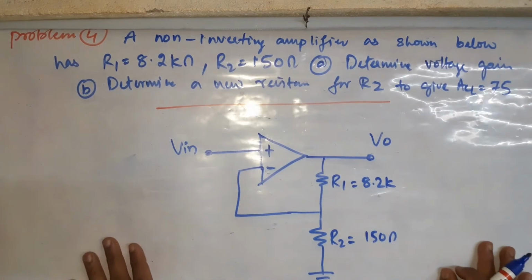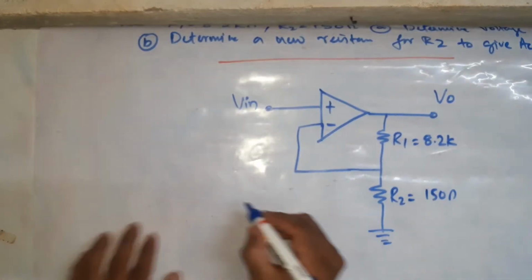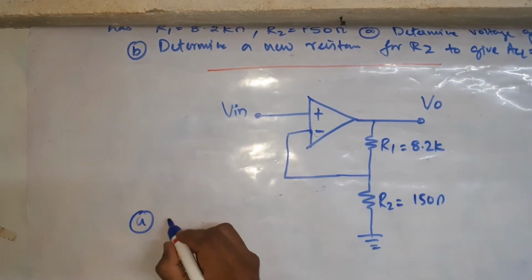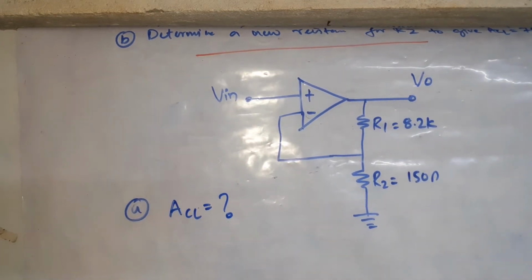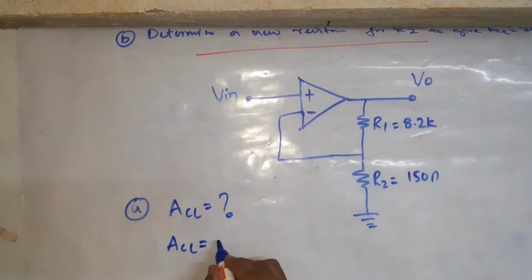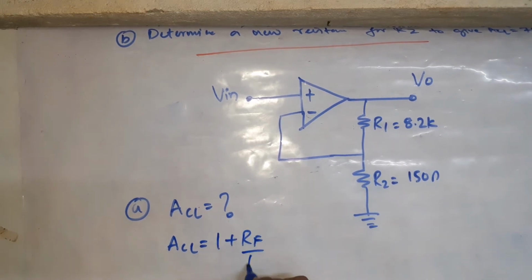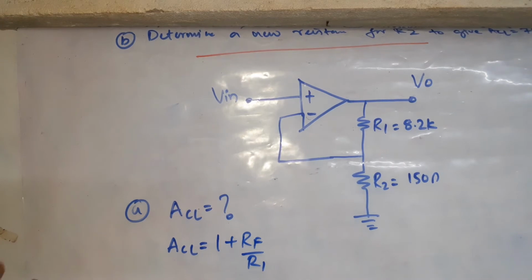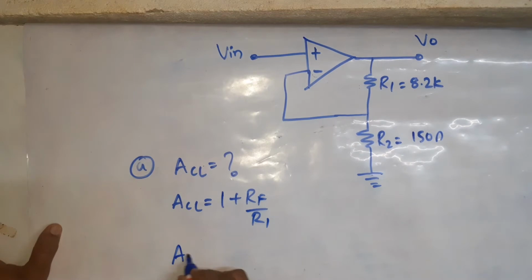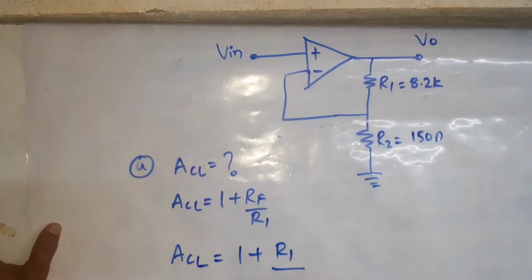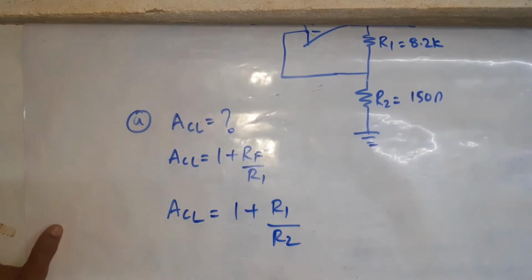So what he is asking, determine voltage gain. That is gain of the op-amp. We have ACL equal to, yes, non-inverting amplifier, right? How to write? 1 plus RF by R1, right? But we know that there is no RF here. What is RF? Feedback resistance. So we will rewrite our equation 1 plus RF. In place of RF we have R1. In place of R1, that is input resistance, we have R2. This is how you require to modify your ACL.